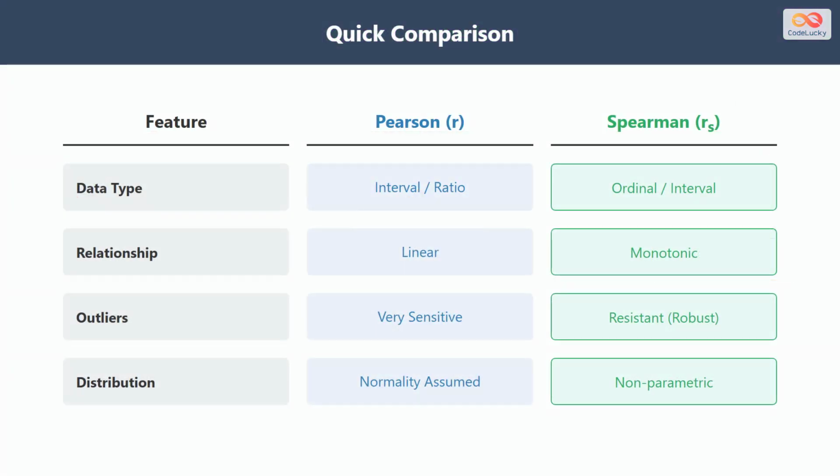Here is a quick checklist to help you decide between Pearson and Spearman. If you have interval data with a linear relationship and no outliers, use Pearson. If you have ordinal data or interval data that is nonlinear but monotonic, or if you have significant outliers, Spearman is the better choice because it is robust and nonparametric.